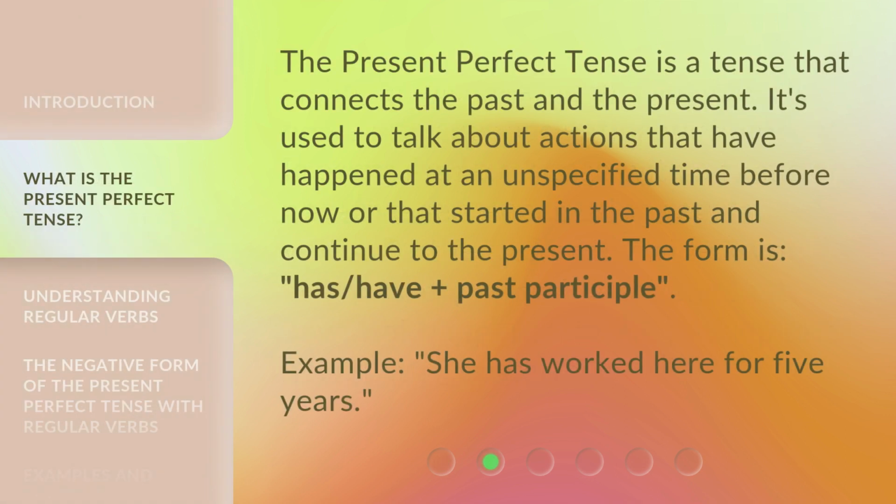The present perfect tense is a tense that connects the past and the present. It's used to talk about actions that have happened at an unspecified time before now or that started in the past and continue to the present. The form is has, have plus past participle. Example: she has worked here for 5 years.